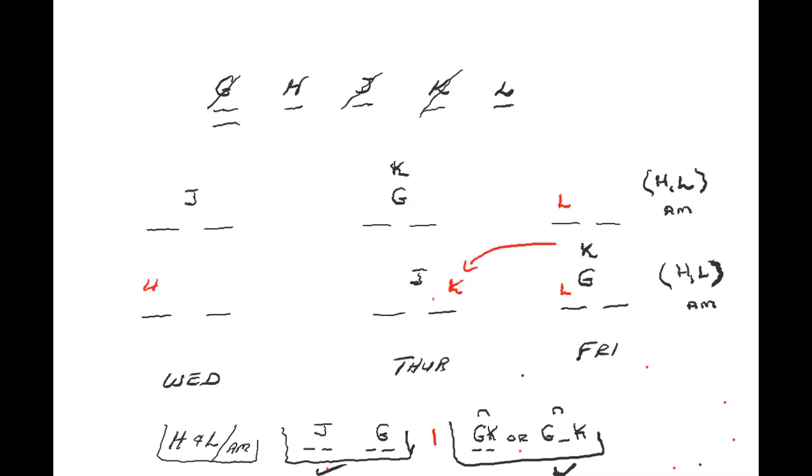Can G and K be together? Well, sure, up here they can, right? Because you're talking about either hypothetical. So sure, G and K can be together. Can H and G be together?